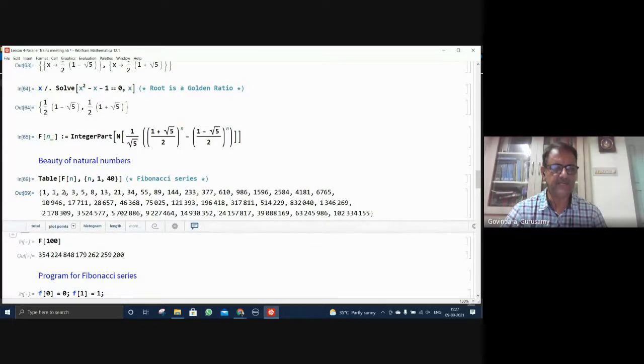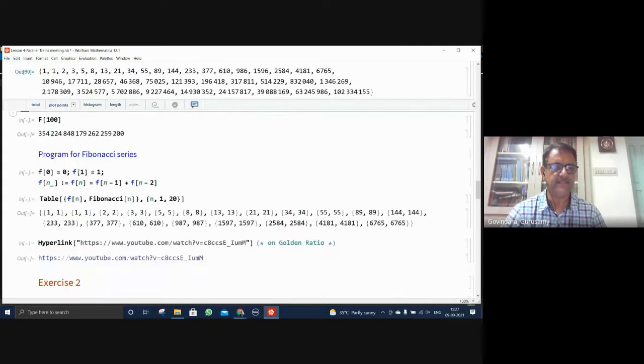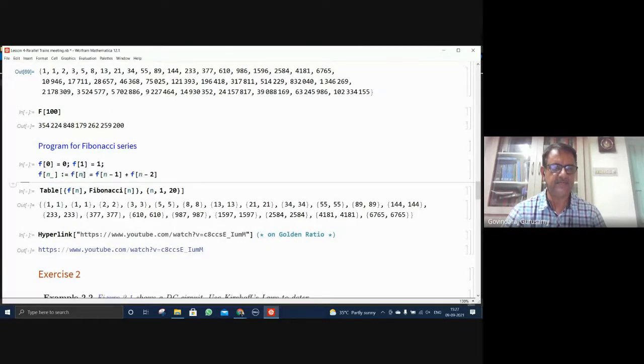Add two numbers, and we'll get the current number, then again add the previous two numbers to get the next one. So the previous two numbers are 1 plus 1, 2, 2 plus 1, 3. You write a program like this: F of 0 equal to 0, F of 1 equal to 1, and Fn underscore assigned like this: Fn equals Fn minus 1 plus Fn minus 2.